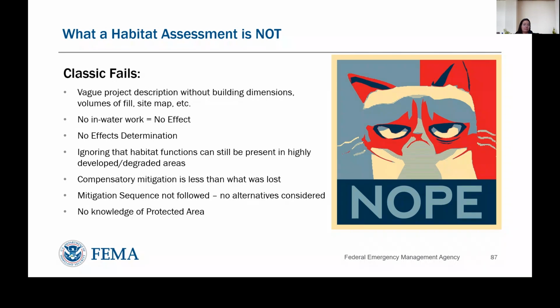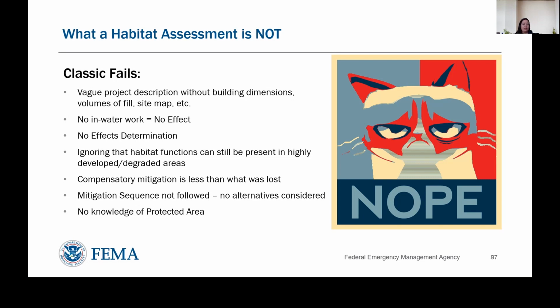Missing an effects determination. This one's pretty innocent because, if you're not familiar with ESA language, if they haven't read the guide, it may be that you're missing that effects determination, but you need it in a habitat assessment. They need to take responsibility for their analysis and for their methods. And the way that they do that is they pick that stamp of that effects determination and say that this is the conclusion of all of my analysis.